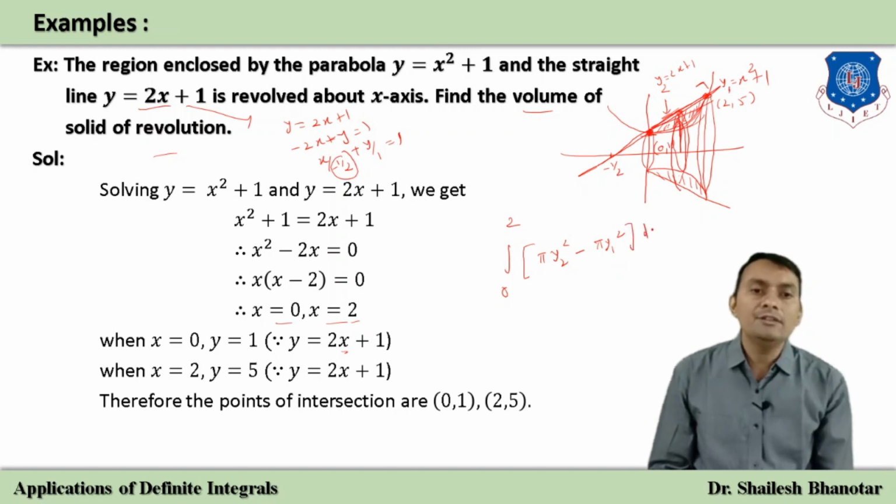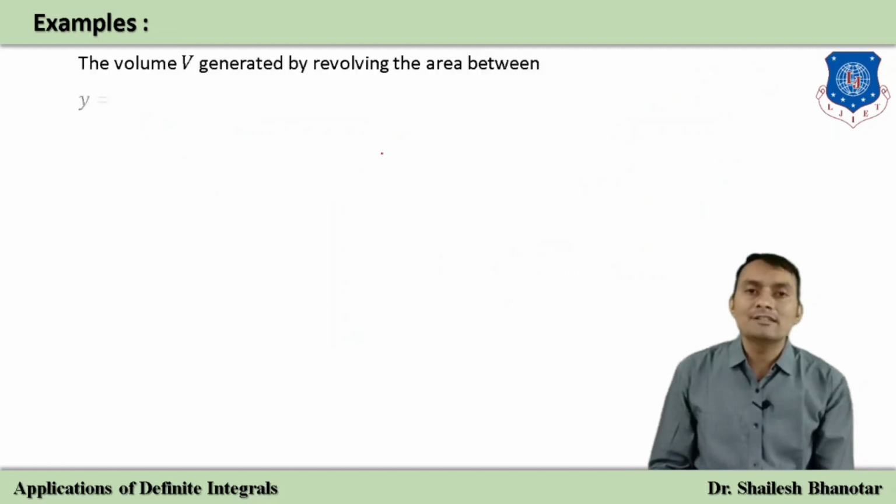Whenever you simplify, you should keep in mind that this is our y2 and this is our y1. When I put in all these values and simplify, it will be exactly the required volume. So let us see the solution of that.